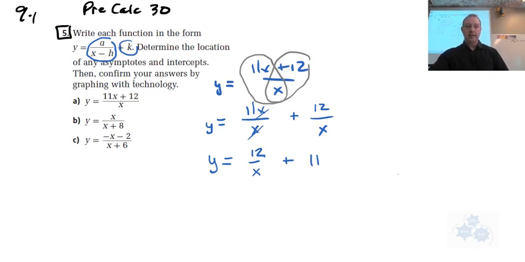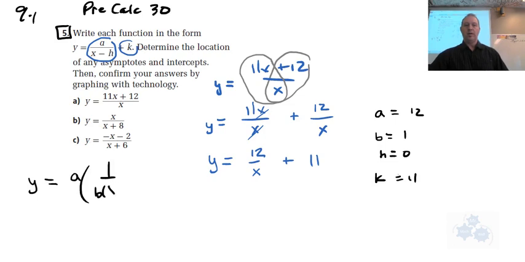And so I think to confirm your answers, graphing technology, determine the location of any asymptotes or intercepts. Okay, well, from here we can say, I know what A is. What's A? 12. It doesn't ask for B, but what is B? 1. H is, x minus what? 0. Good. And K is 11. Okay. So remember, this is A times 1 over B(x minus H) plus K. That's what this is right here. So we can tell how our graph is stretching and moving.